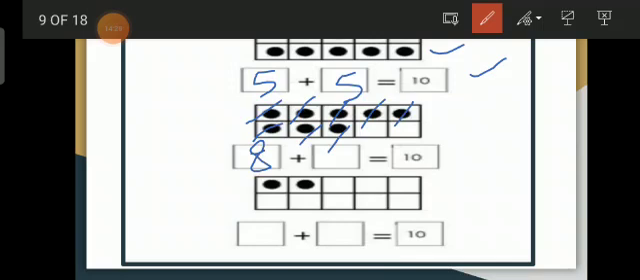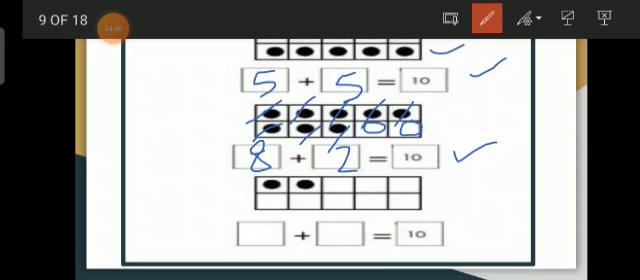Now let's draw some more. 1 and 2. I draw how many more circles? I draw 2 more circles to make it 10. Is this clear? 8 were already there. 8 black circles were already there. I draw 2 more to make it 10.